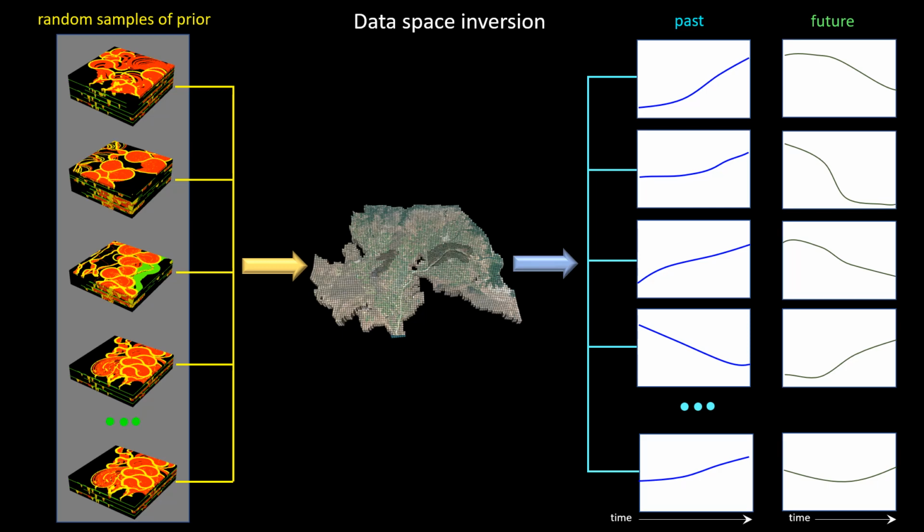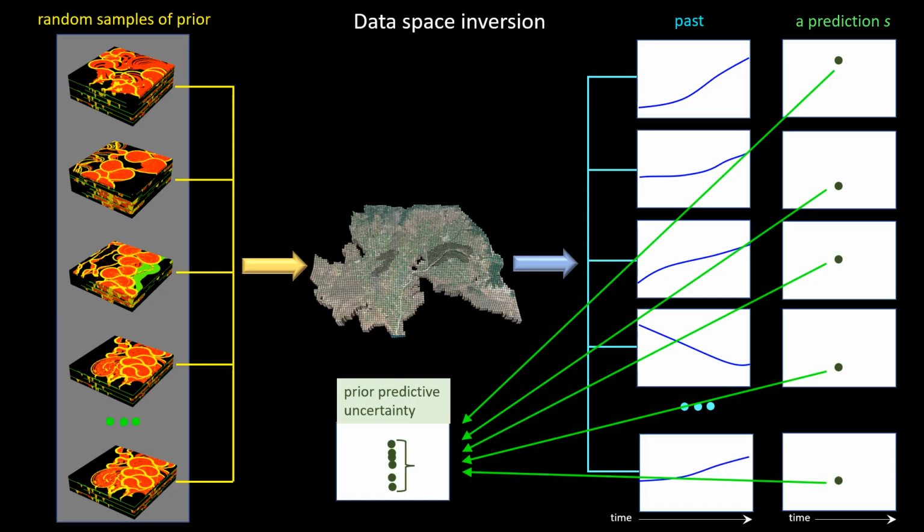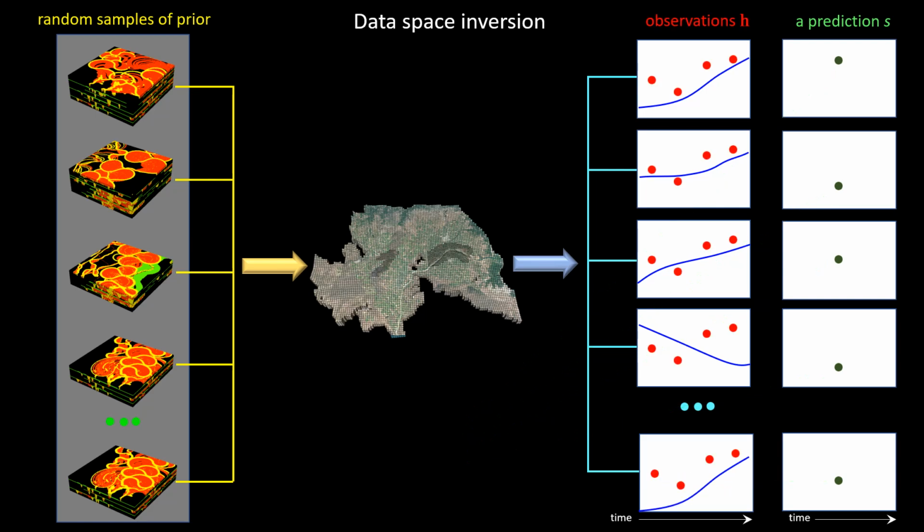Now in this implementation of DSI we just look at one prediction at a time, so let's look at this prediction. Let's represent it by these little dots. So at this stage, having run the model a few hundred times based on realizations of prior probability distributions of hydraulic properties, I've effectively sampled the prior uncertainty of my prediction of interest. But I want to do more than that. What I want to sample is the posterior uncertainty of this prediction of interest. So I have to acknowledge the fact that I have observations of historical system behavior, represented here by the red dots.